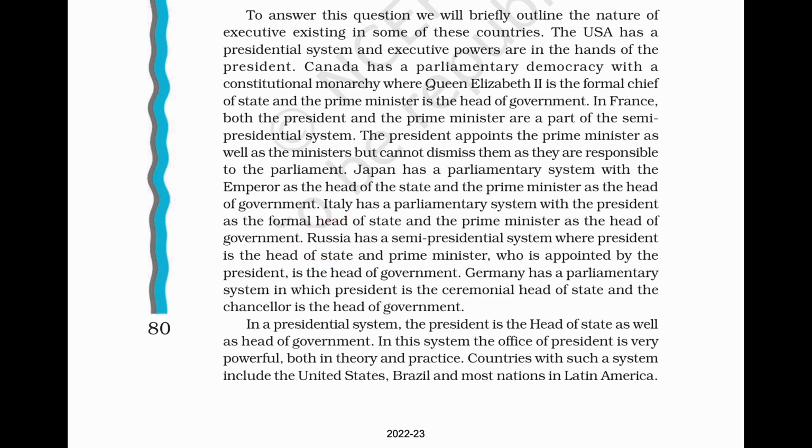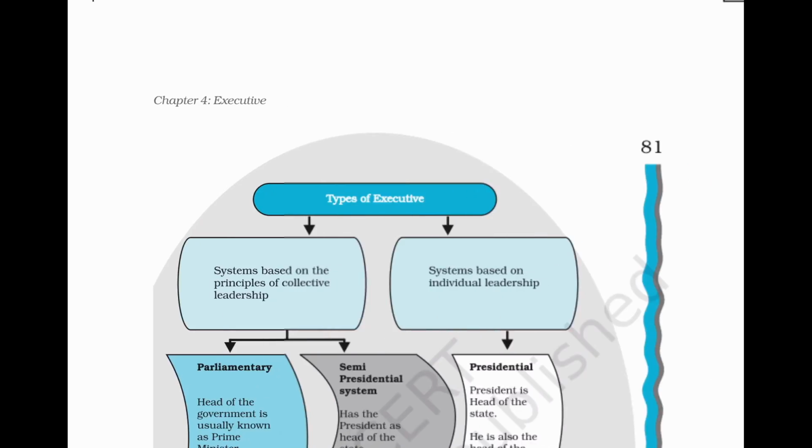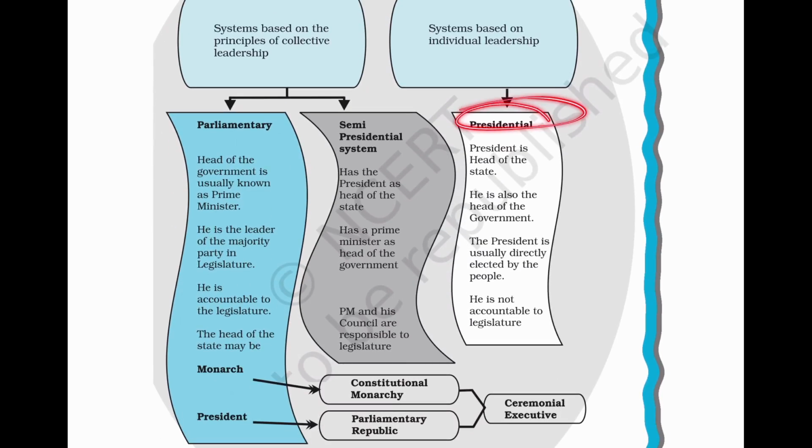Russia is another example of semi-presidential system where president is head of state and prime minister, who is appointed by the president, is the government head. Germany में parliamentary system, president is ceremonial head and chancellor is head of government. जहाँ हम PM बोलते हैं वो chancellor बोलते हैं. So presidential system में president is the head of state and government both, and of course the office is very powerful. US, Brazil and most nations in Latin America are using the presidential system.